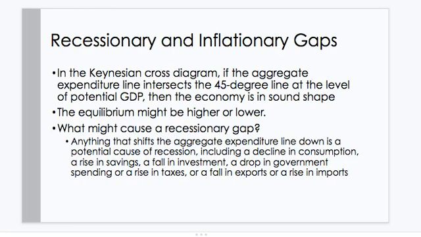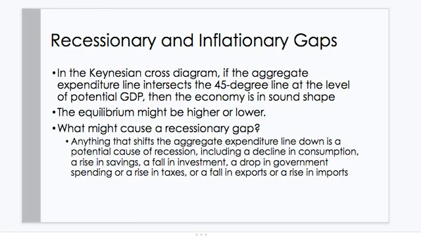Recessionary and inflationary GDP gaps. In the Keynesian cross diagram, if the aggregate expenditure line intersects the 45-degree line at the level of potential GDP, then the economy is in sound shape. The equilibrium might be higher or lower.